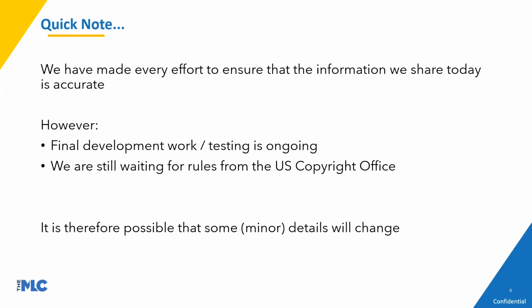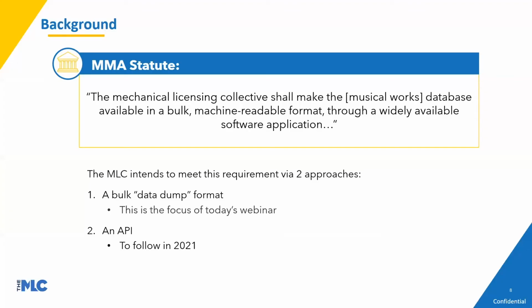So, with all of that preamble hopefully now out of the way, let's dive into the content proper. As I said 3 or 4 minutes ago, the MMA statute requires that the MLC make its database of musical works available in, and I quote, a bulk machine-readable format through a widely available software application. To the engineer in me, that isn't crystal clear, but having spoken to the people that crafted the language, we believe the intent is best met via 2 different approaches. The first is a bulk data dump of the contents of the MLC's musical works database, and that is the topic that we are going to be focusing on today.